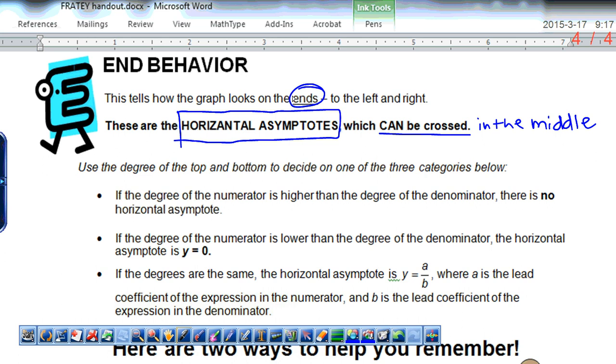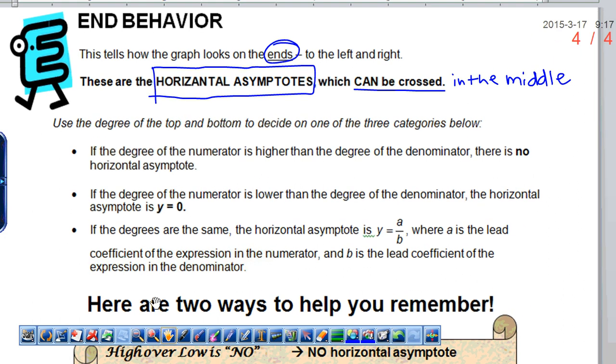Okay, the way we're going to decide how to draw our horizontal asymptote is using the degree of the top and of the bottom. Remember, what do you remember about the word degree? We defined that a couple days ago. Does anyone remember? I guess it was like a week ago at this point. I don't remember. All right, the degree, you need to definitely know this word. The degree is the highest power of the polynomial.